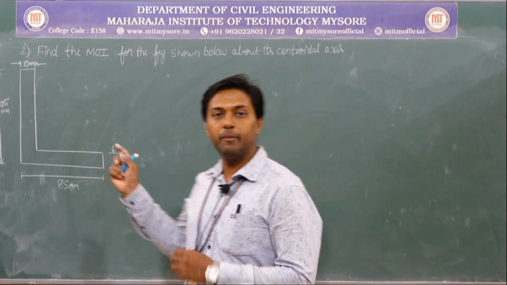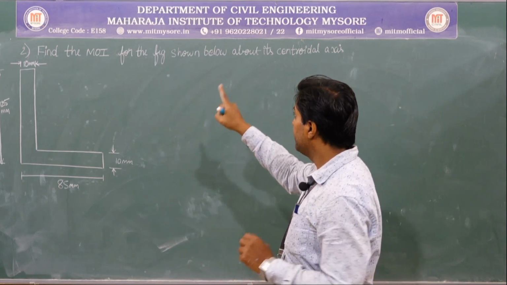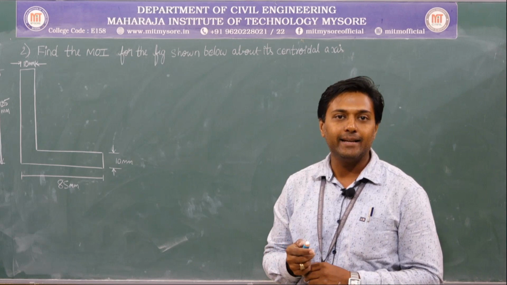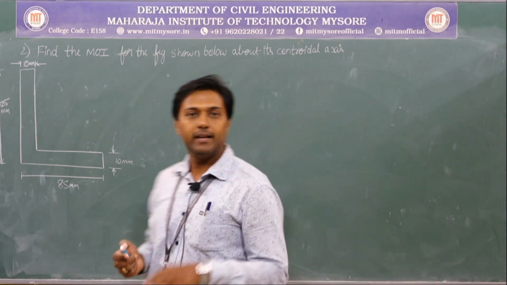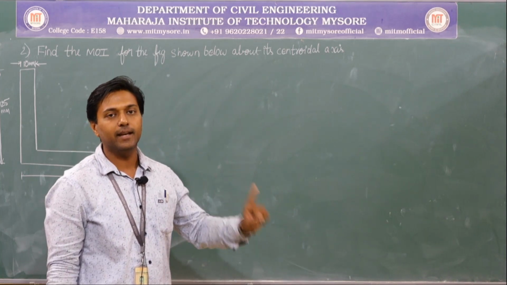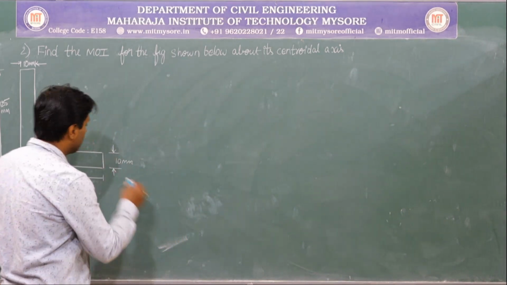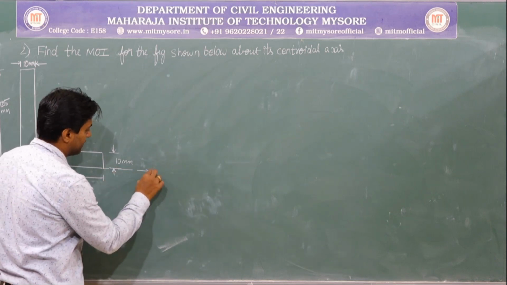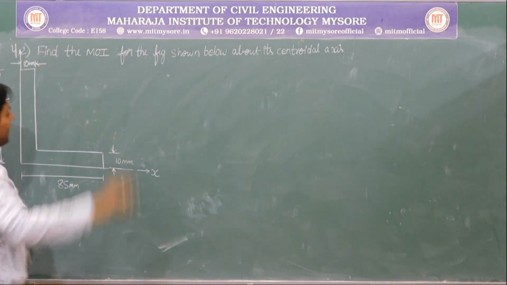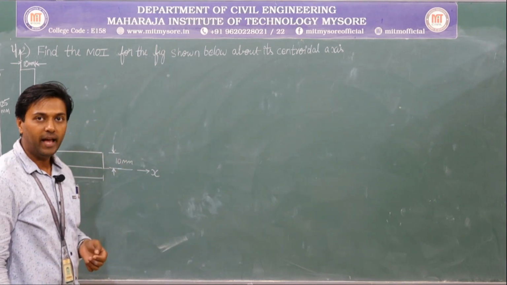So now I will be taking up the second problem in moment of inertia. Find the moment of inertia for the figure shown below about its centroidal axis. Here also they are asking us to calculate it with respect to the centroidal axis. Let us try it out. As they are asking about the centroidal axis, the first thing I need to do is mark the coordinate axis. The extreme bottommost needs to be the x-axis and the extreme leftmost needs to be the y-axis.